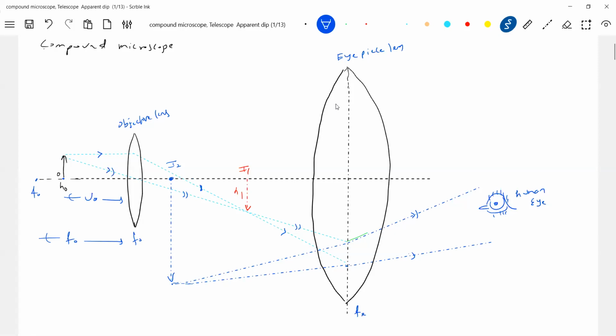Go back to ray optics. Don't bother about the instrument now. Two lenses are there. I kept an object at a distance less than f0. Is it possible? The real image I1 on the right-hand side, no, it becomes virtual. So f0 should come here. That's the minimum basic idea.